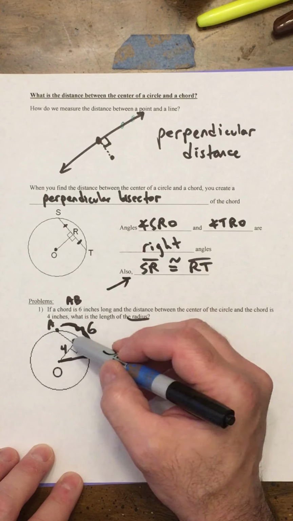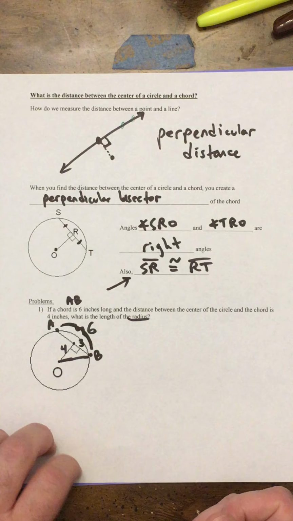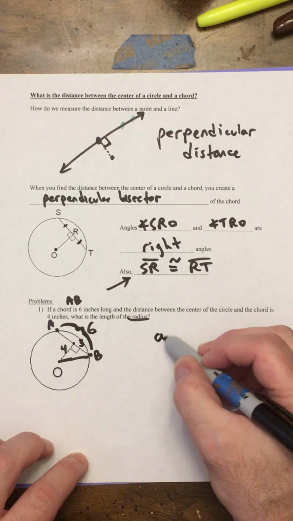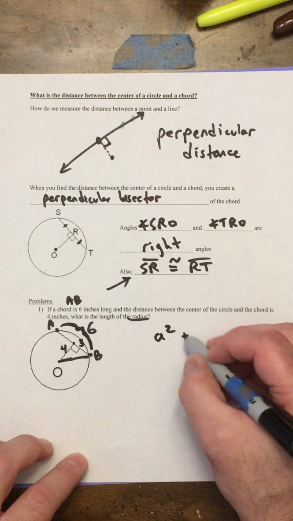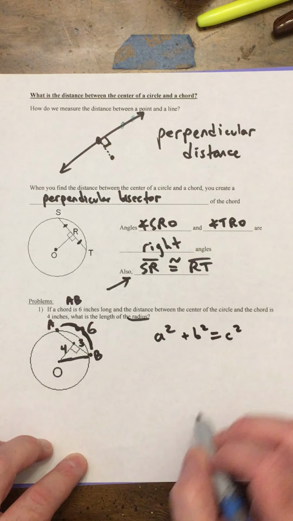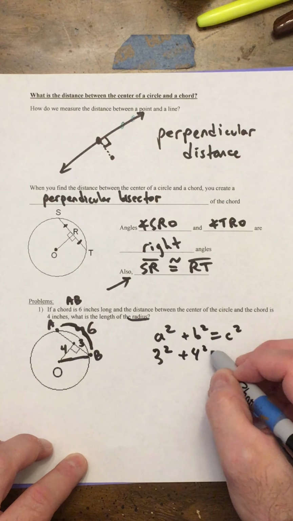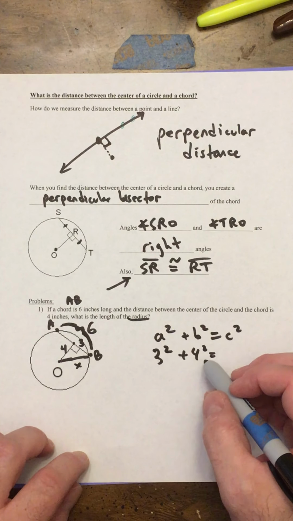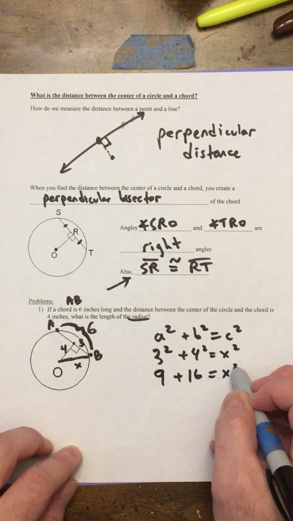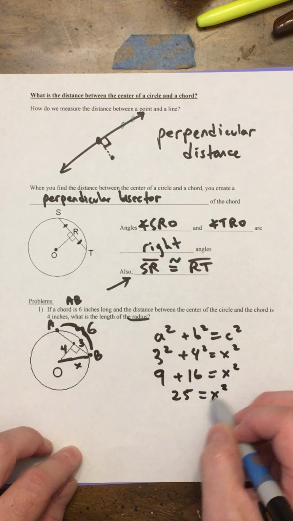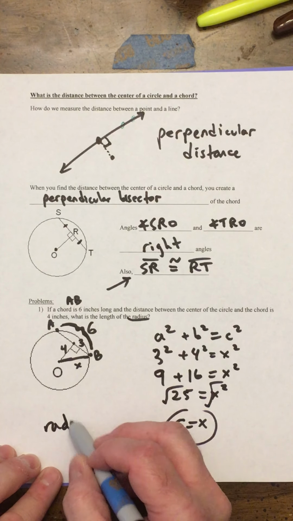Remember, these segments are equal. So if this is 6, those are 3 and 3. Now, we go back to our Pythagorean theorem. We want to find this radius, which is like the hypotenuse of a right triangle. So we're going to do a squared plus b squared equals c squared. You're going to get 3 squared plus 4 squared equals x squared. 9 plus 16 equals x squared. 25 equals x squared, and x equals 5. So the radius is 5.